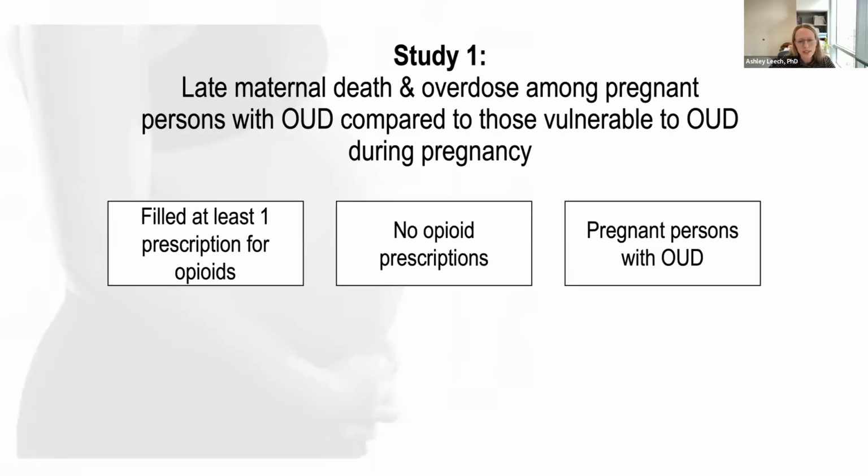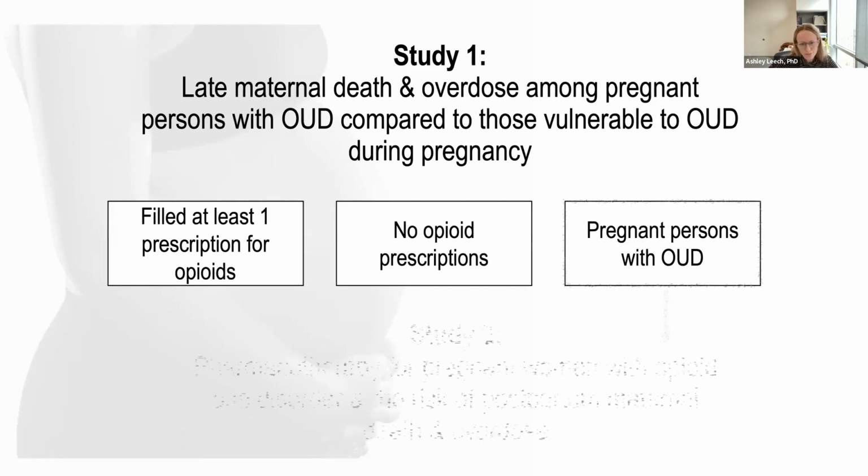So we are undergoing 2 studies within this larger topic. The first study is a comparison of late maternal death and overdose among pregnant individuals with opioid use disorder compared to those without opioid use disorder, but possibly at risk or vulnerable for the disorder. So we will compare across 3 exposure groups. The first exposure group is those who filled at least 1 prescription for opioids. Secondly, those who didn't fill any prescriptions for opioids. And then thirdly, those with either a diagnosis of opioid use disorder or who have filled prescriptions for opioid use disorder within pregnancy. And it's important to note that these 3 groups are mutually exclusive.